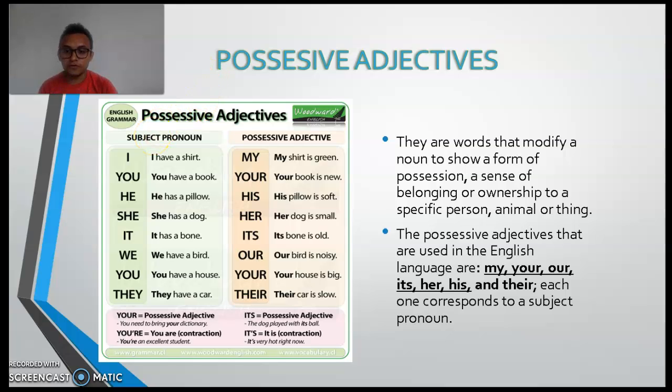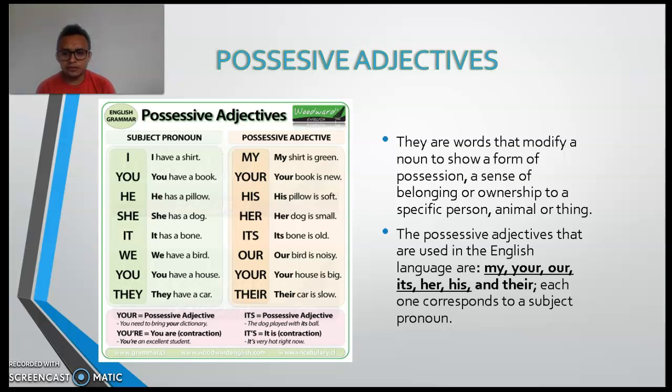Now for it, we use its. For example, its bone is gold. And for when we are, for example, in a group and we are all involved together, we are going to use our. For example, our house is big, or our bird is noisy.